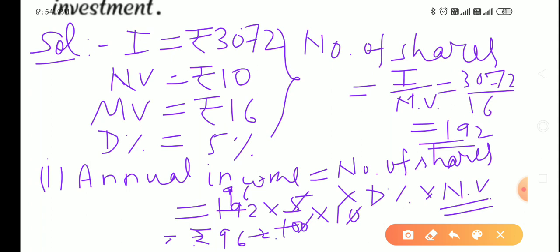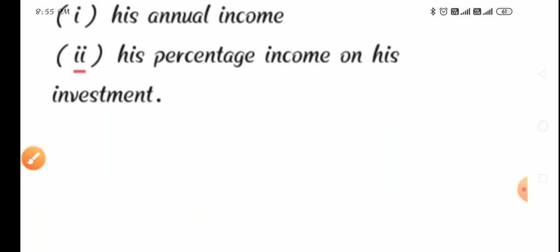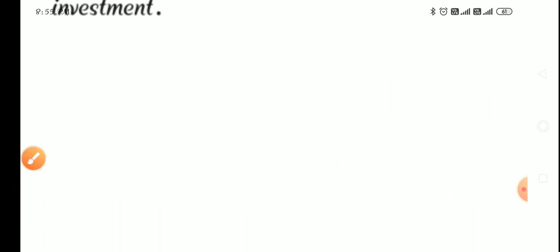It is the first part. 96 is the annual income. Now the second part we will solve. What is the second part? His percentage income on his investment.